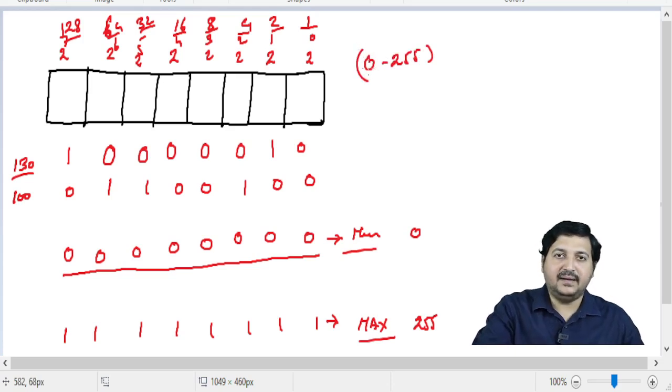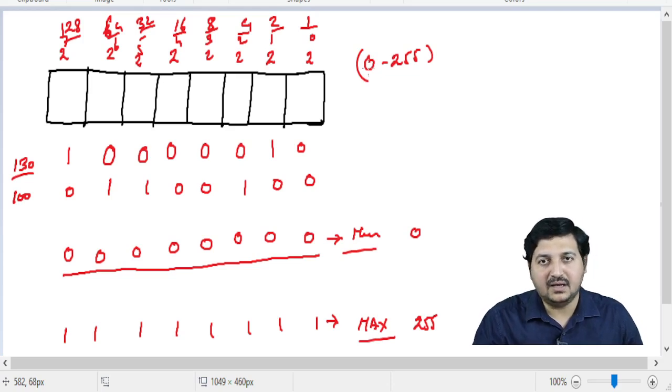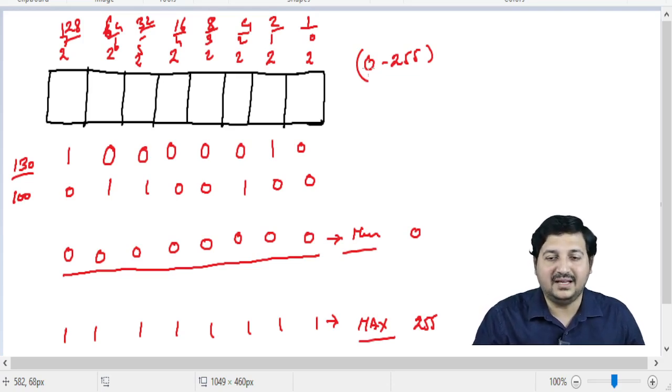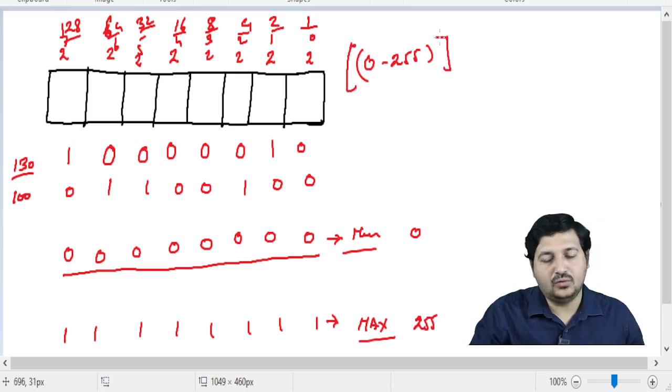Again, let me repeat. In an IP address, we have 4 octets. Many people don't know what number we can assign. Can we assign 300? Can we assign 250? So if someone asks you what is the range, you can say that the range of an octet varies from 0 to 255.